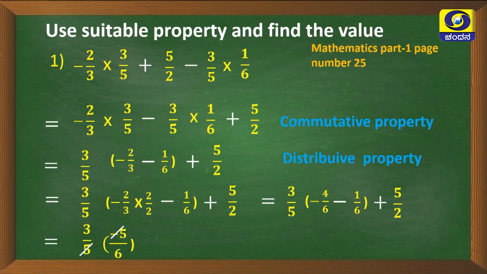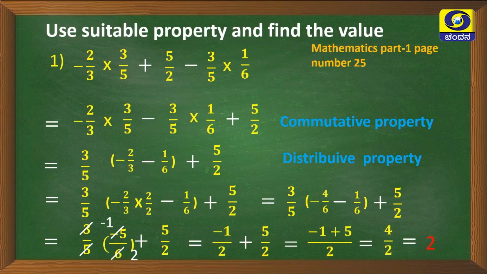Here 3 ones are 3, 3 twos are 6. So, if I cancel 3 and 6, I am getting 3 ones are 3 and 3 twos are 6. So, when I simplify this, I am getting minus 1 by 2. Now, I have to add this to 5 by 2. When I add minus 1 by 2 and 5 by 2, I am getting 4 by 2, which is nothing but 2. So, this is how we used properties of rational numbers to simplify this problem.